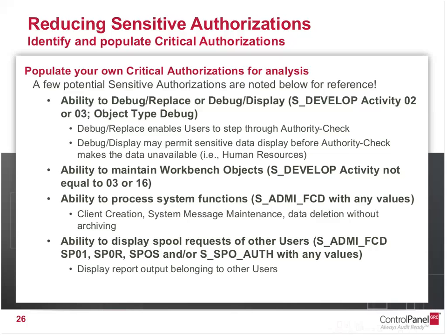It shouldn't be. The ability to display spool requests of other users. So this is, again, the S_ADMI_FCD authorization object, and it's usually in conjunction with the S_SPO_AUTH authorization object. You don't need to have these objects to display your own spool requests. So if these are here, you can assume that someone has the ability to display another user's output, which may be bad if you've got someone in HR running reports or someone in finance that's running an income statement and outputting it to the spool.